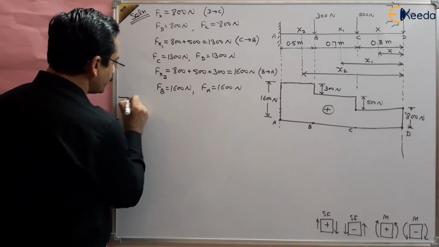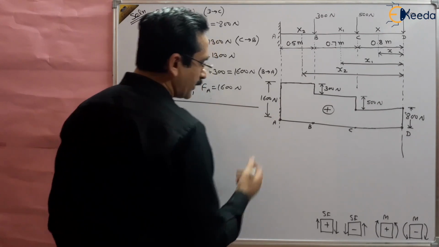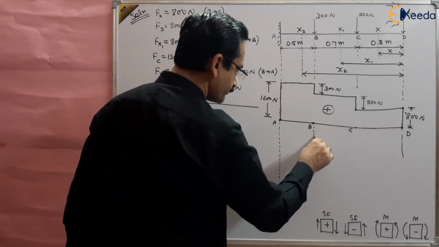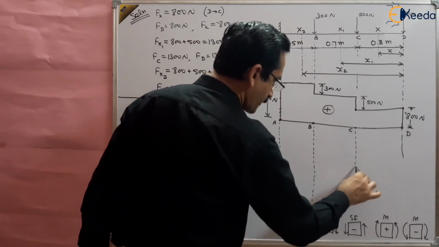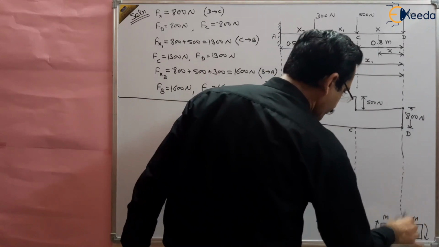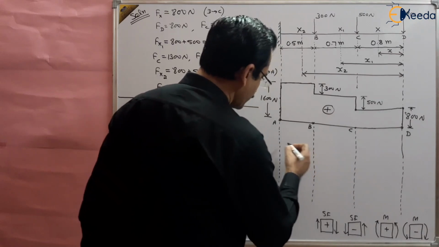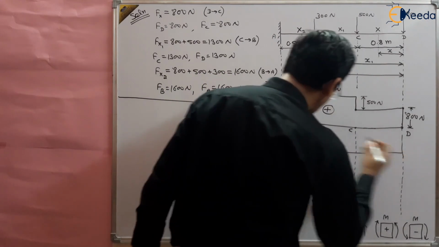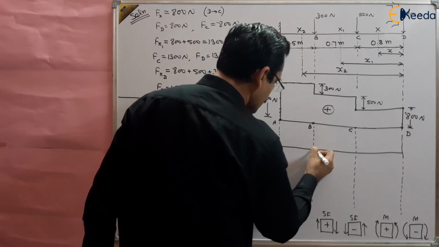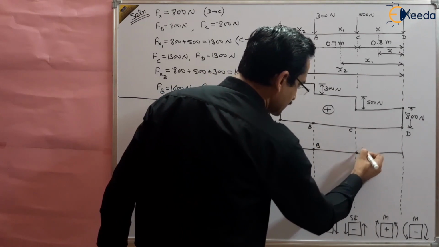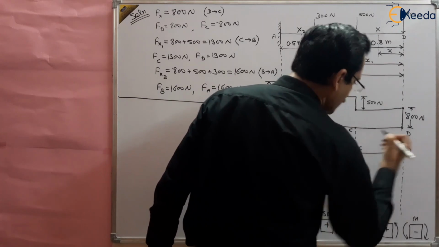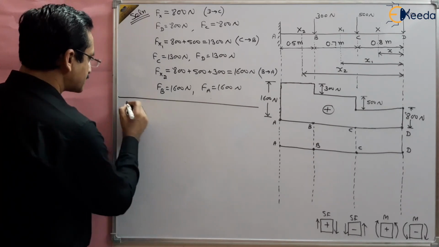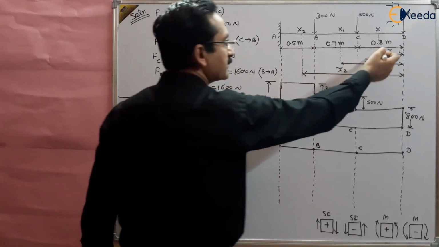Similarly, we can draw the bending moment diagram. How can we draw the bending moment diagram? Bending moment diagram we have to draw. So let us say this is the reference line on which we want to draw the bending moment. This is A, B, C and D, right? And we have to draw the bending moment. Say the bending moment is Mx at this section, Mx.